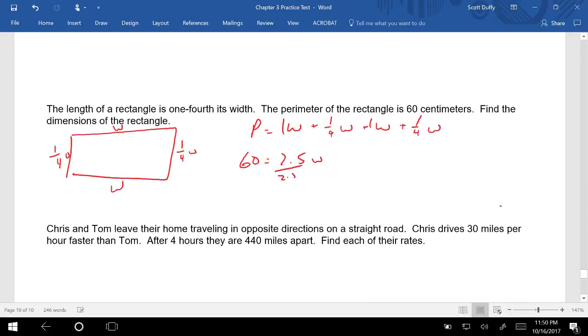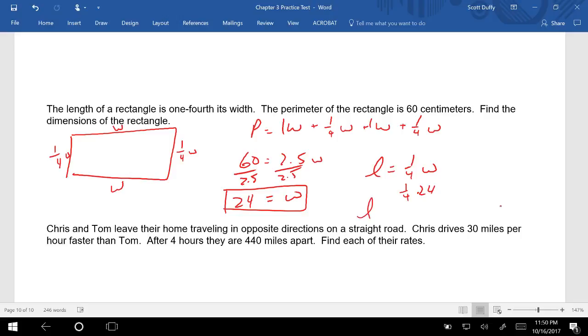Now if I know my perimeter is 60, I can erase that and put 60. Divide by 2.5. And I get a width of 24. So that's good enough for the width, but I want to know what is the length. If the length is equal to 1/4 the width, I take 1/4 times 24. And I get 6.